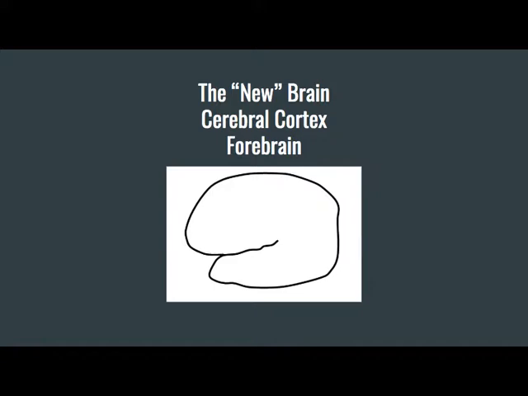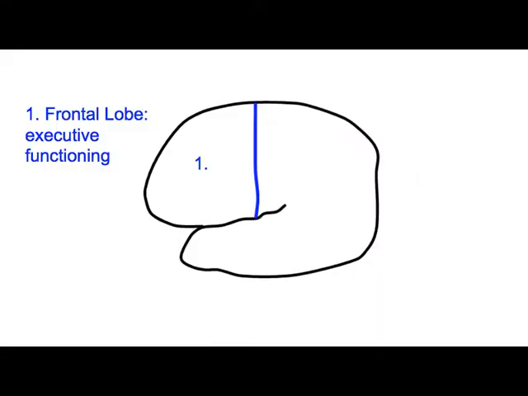So the first lobe that we're going to look at is the frontal lobe. You could use colors for this one, you don't have to. I'm not coloring them in or anything. The primary function of the frontal lobe is executive functioning. What I mean by that is this is our higher level thinking. This is impulse control, planning ahead. Our personality is located in the frontal lobe. All of that has to do with executive functioning.